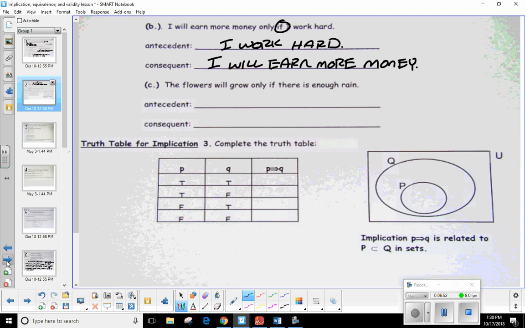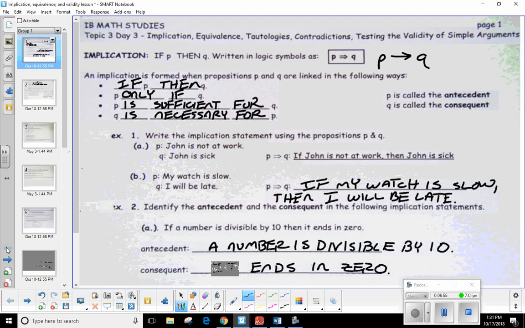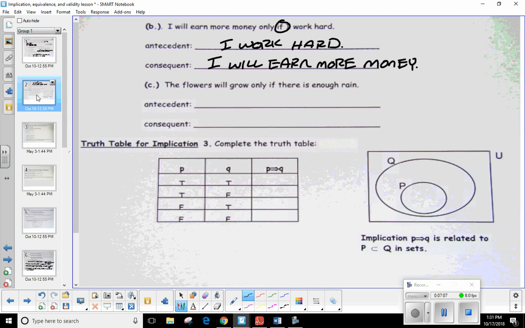So Spencer's talking about the only if. Because if P then Q, P only if Q. Okay, so if we go ahead and say only if, so I will earn more money only if I work hard. Oh, I see what you're saying. Because it's an only if, I would probably go ahead and switch those around. Okay, now you convinced me. So the only if, there we go.